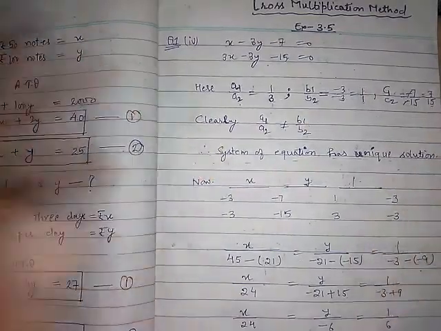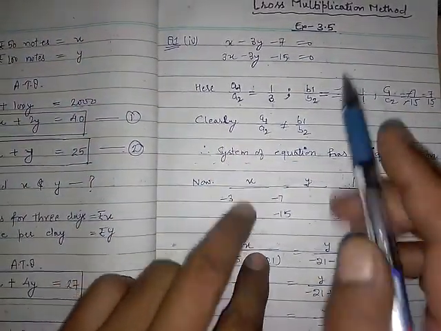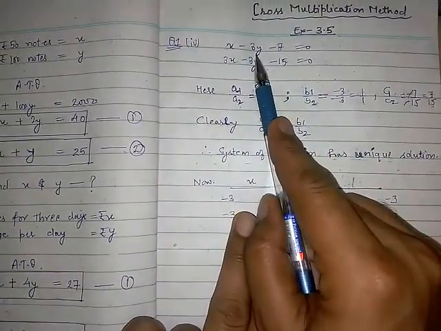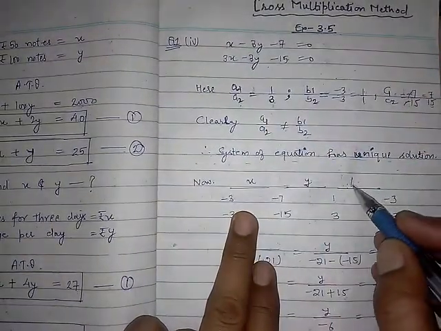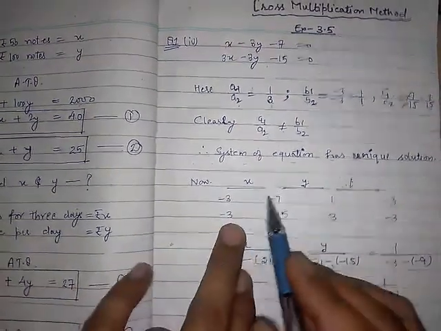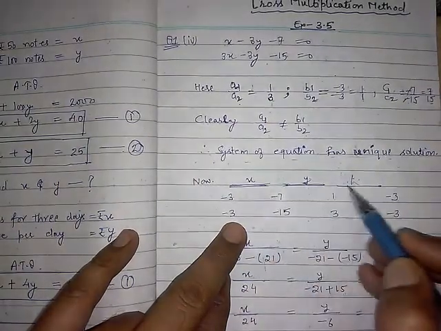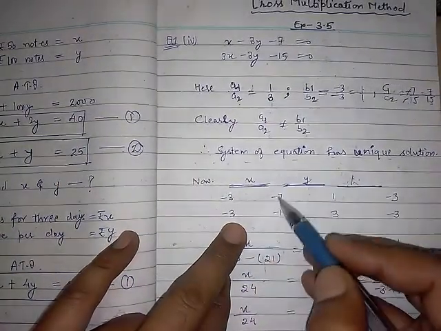So that's why I don't want us to take negative signs here. Better for you if you take all the terms on the left hand side, then you need to take the positive sign only. So x, y, 1. Now see, here you need the writing skill. x upon, y upon, 1 upon. Leave some space in between.